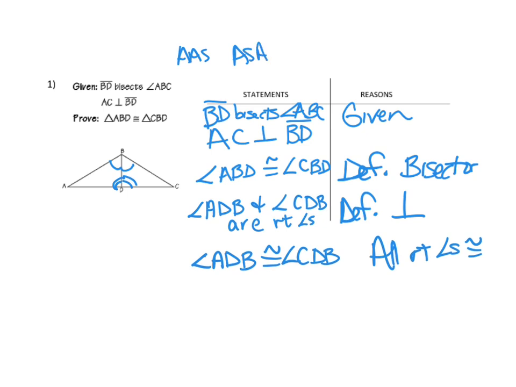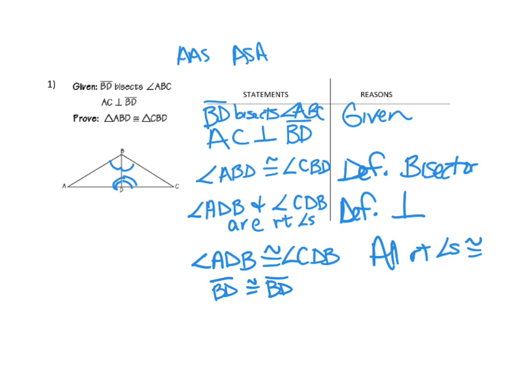I've used up the given. What's one last piece that I could use? What do you notice about these two triangles? Are you saying that they share a side? Oh, they do share a side. They both use side BD. And it doesn't matter if you're in the left triangle or in the right triangle, BD is the same length. This is that step where we say segment BD is congruent to segment BD. And I'm thinking BD in the left triangle is congruent to BD in the right triangle.